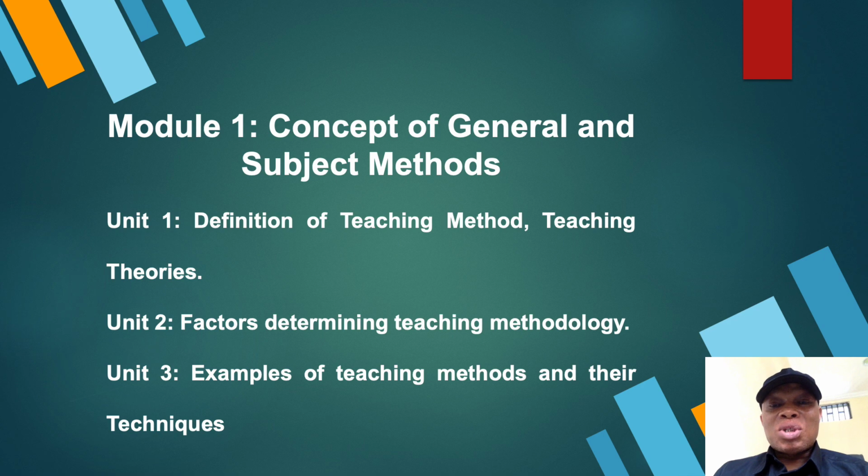This course is divided into 7 modules, with each module having its own units. The units are arranged in such a way to enhance sound acquisition of knowledge. Module 1 is about concept of general and subject methods and is divided into 3 units. Unit 1 talks about definition of teaching method and teaching theories. Unit 2 talks about factors determining teaching methodology. Unit 3 talks about examples of teaching methods and their techniques.